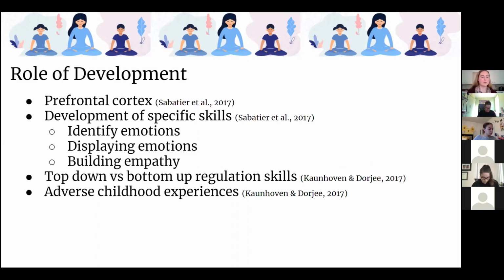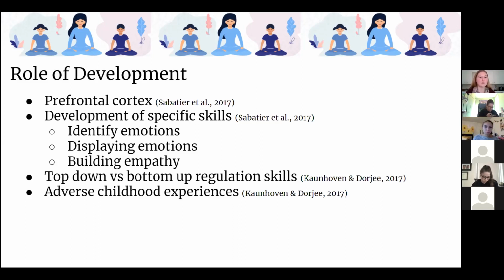Children also develop specific skills over their lifespan. So first they might be identifying emotions, then they're learning what emotions are appropriate to display in public, and then later on they're working to build skills like empathy, which is really important for emotional regulation. Children also have bottom-up and top-down skills. Bottom-up skills are unconscious reactions or intake of different stimuli, versus top-down skills, which are being able to voluntarily control emotional responses. And children are going to develop their bottom-up skills before their top-down skills.